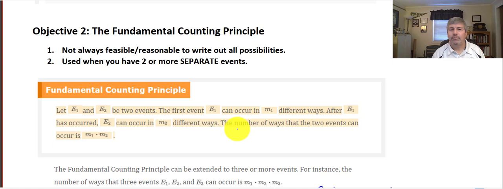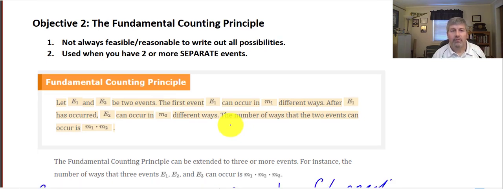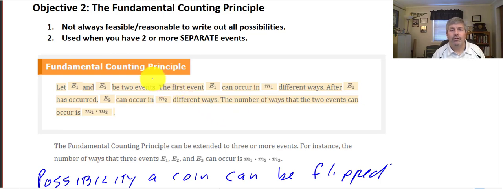It's not always feasible or reasonable to write out all the possibilities. Here with the deck of cards, we certainly could do that. It was easy enough to write out all the possibilities. The fundamental counting principle is used when you have 2 or more separate events, like rolling a die. We roll the die, we roll the die again, we roll the die again. Those are all separate, different, unique scenarios. Or what we like to do quite often is flip a coin. Flipping a coin is a little bit easier because you can either get heads or you can get tails.